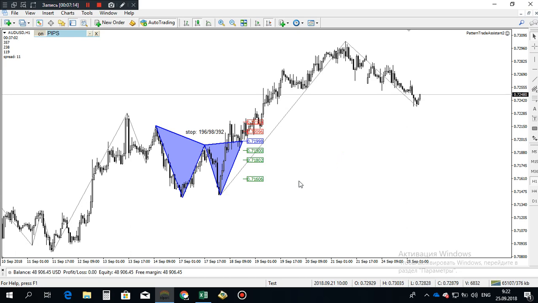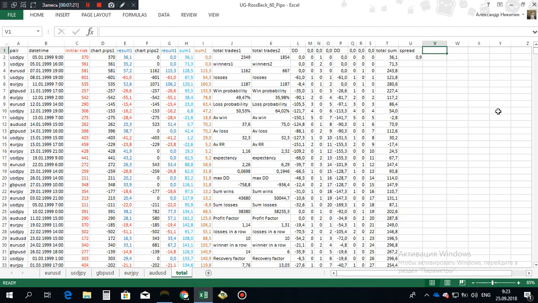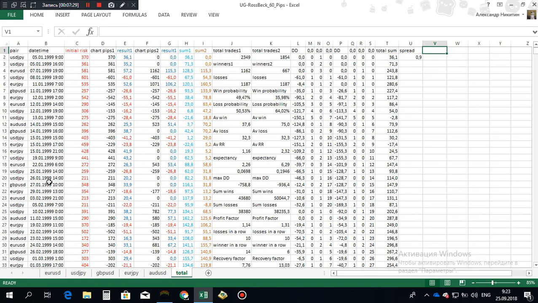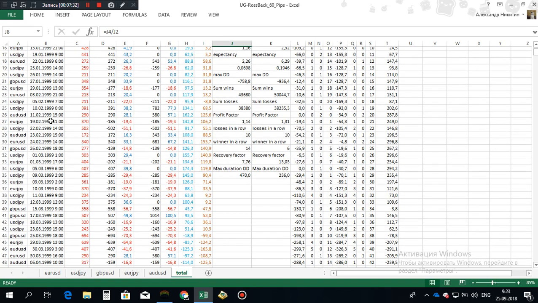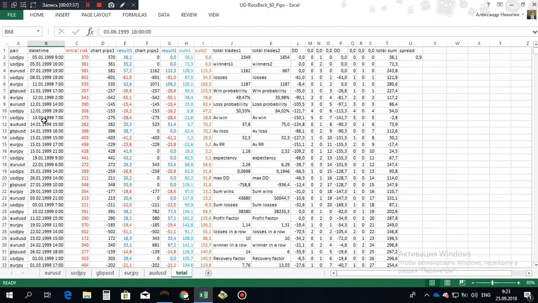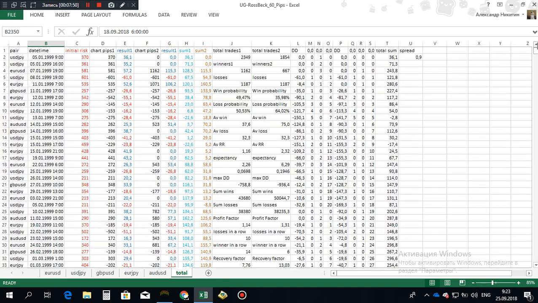Okay, now let's go back to the results. Let us start doing the calculation. What I want to do is simply do the total result to see how it performs overall. I already have numbers because all results are added, and I already sorted them from oldest to newest. So we have 5 January 99 as our oldest, and 18 September 2018 as our newest trade.